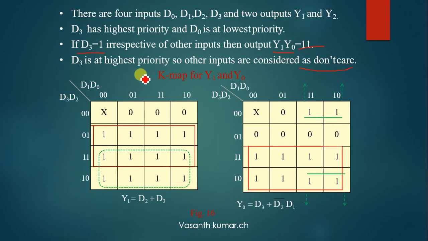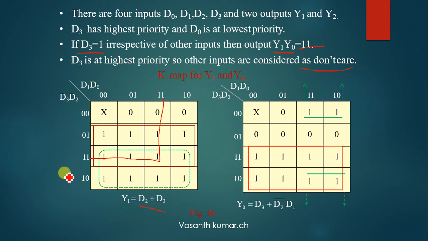So let us check the K-map for D3, D2, D1, D0, okay? Here, which one is the least possible condition? 0 0. So that is the don't care condition, right? So like this, you plot individual values, where Y1 is equal to D2 plus D3. Y1 is equal to D2 plus D3. That means all are the highest priority unless and until you get this combination.